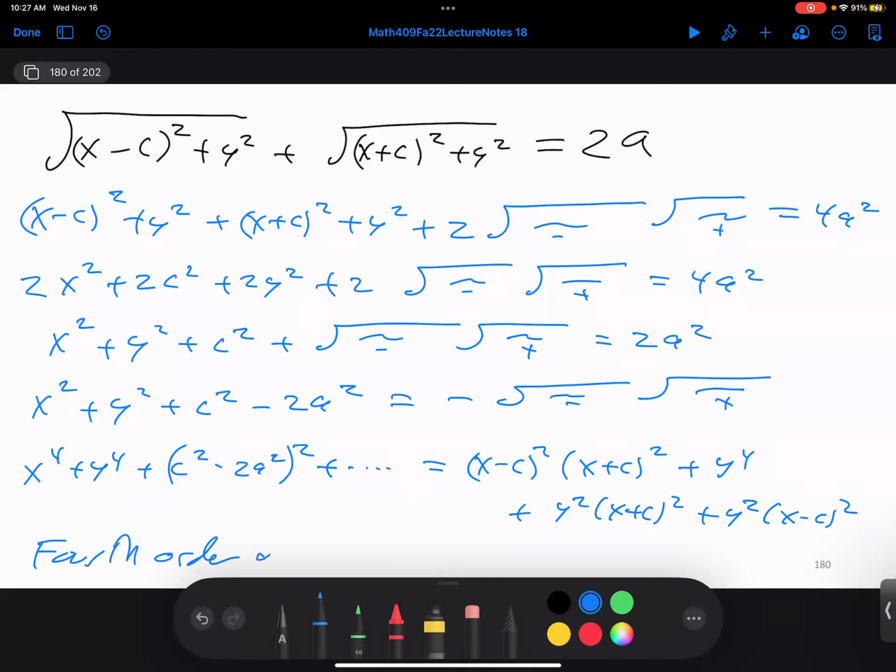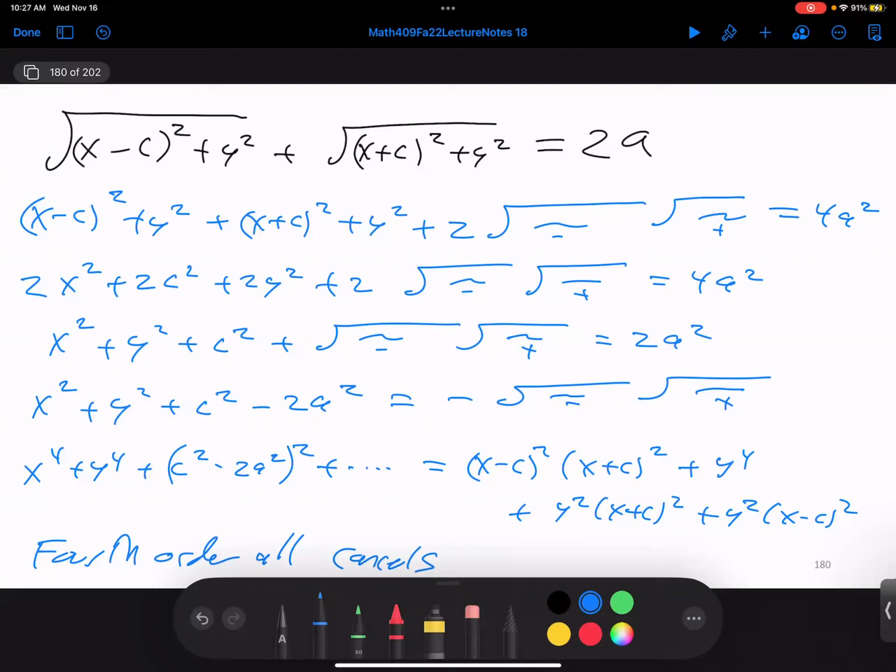Fourth order all cancels. Will there be any cubic terms? Are we going to have any x cubed or y cubed terms? No. We're not going to have any linear terms either. So we'll have x squareds, we'll have y squareds. We've got to be a little bit careful about what's going on here. When we expand this out, we're going to get an x squared and y squared, so we're going to have an x squared y squared term. Then we'll have a 2xcy squared, but a minus 2xcy squared.